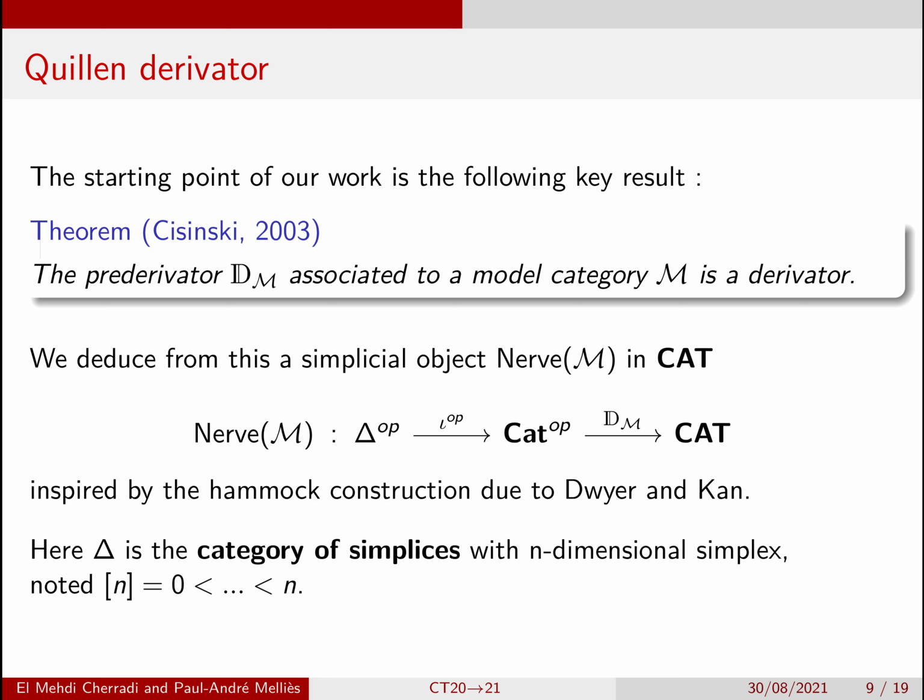This is the theorem. So we deduce from this a simplicial object in CAT by just precomposing with the inclusion of the category of simplices Delta, with n-dimensional simplex noted [n], into CAT. So this is a 2-subcategory of CAT. And we get this construction, which is inspired by the Hammock construction that is due to Dwyer and Kan.